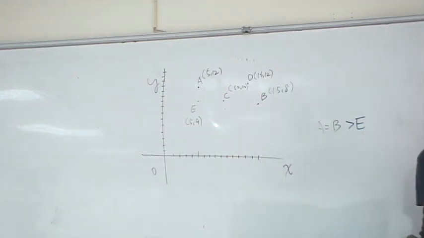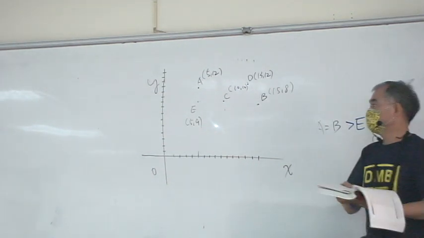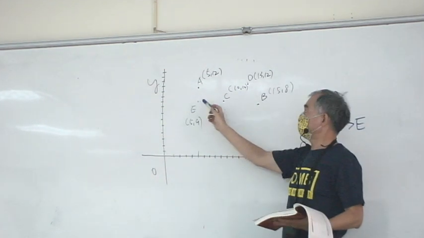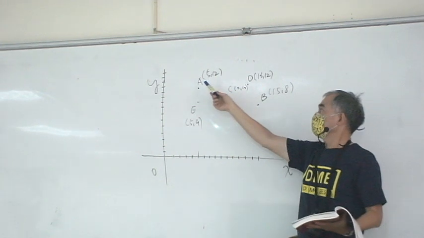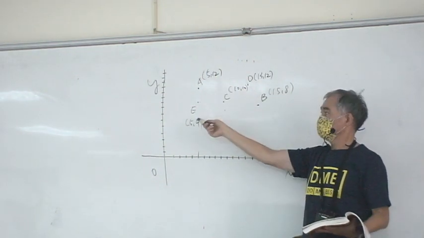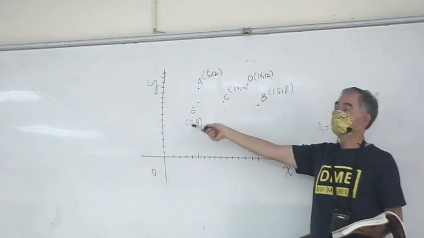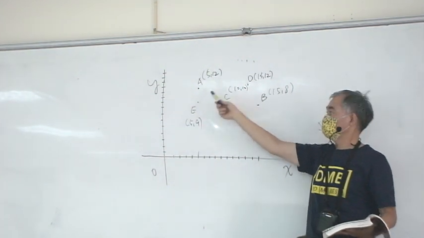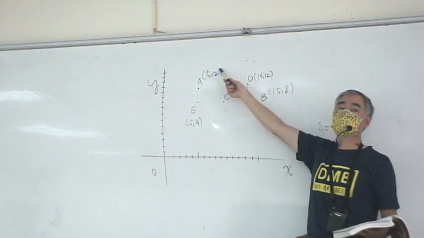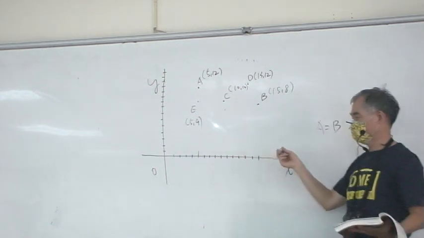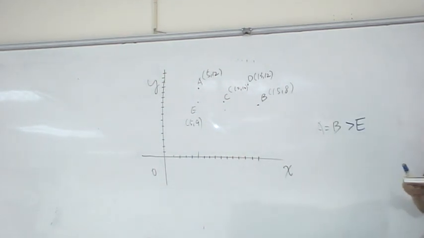Okay? Questions? Because they have the same amount of x, 5. A has 5x, E has 5x, okay? And A has 12y, and E has 9y. 12 is better than 9, right? Okay? Okay, second one, B.